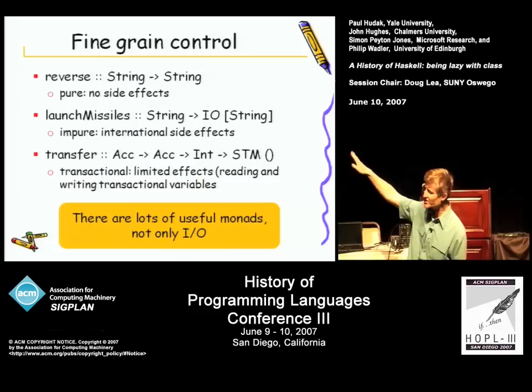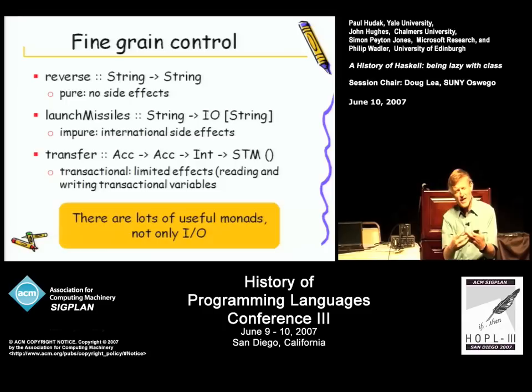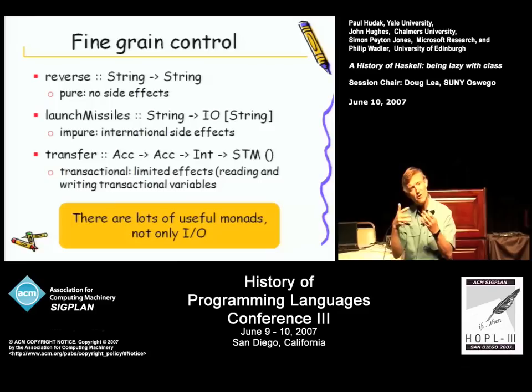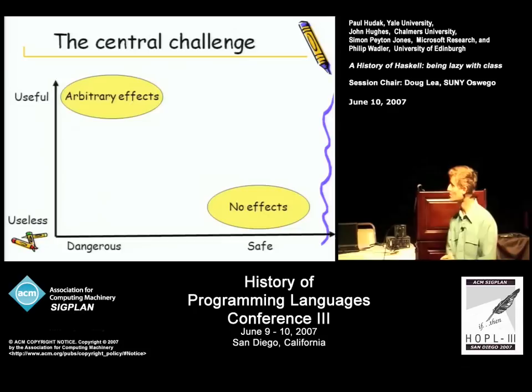And the transactional monad, STM, has a very limited collection of side effects. You can only read and write transactional variables. You cannot read a character from the terminal or call launch the missiles. But you can, of course, call reverse. So the types give you very fine-grained control over how much effects take place. And that turns out to be extremely valuable. Indeed, I think, standing back yet a bit further, that this is perhaps one of the things that Haskell has to contribute to the world.